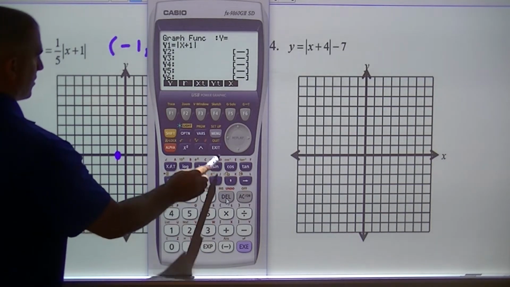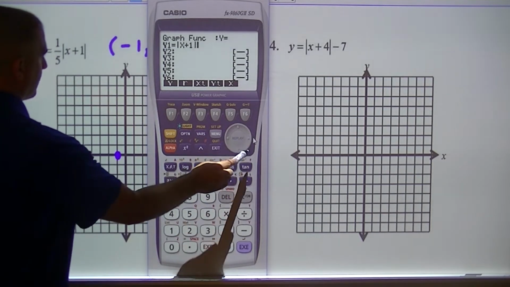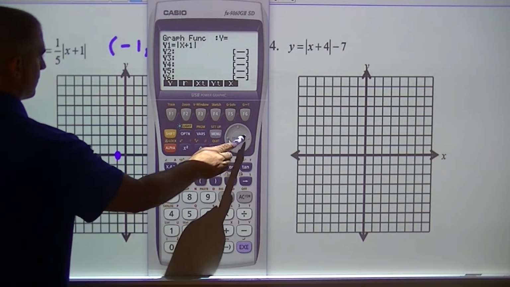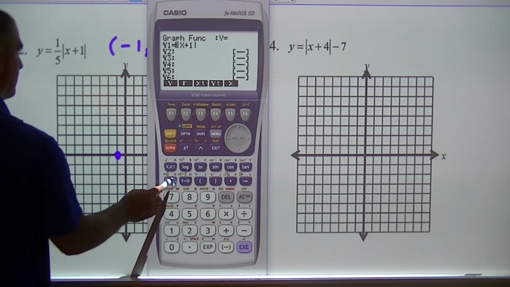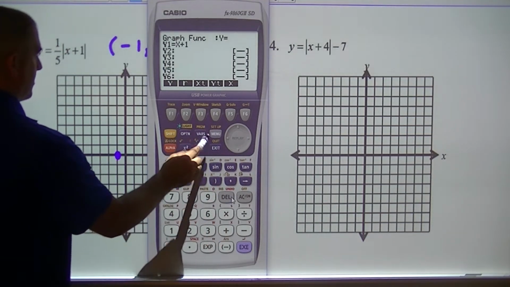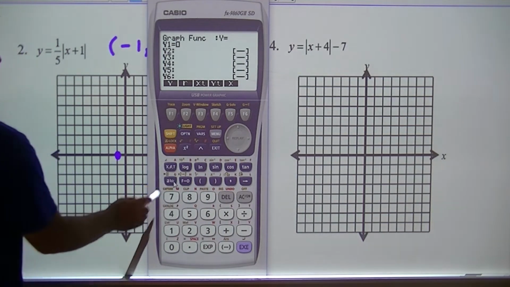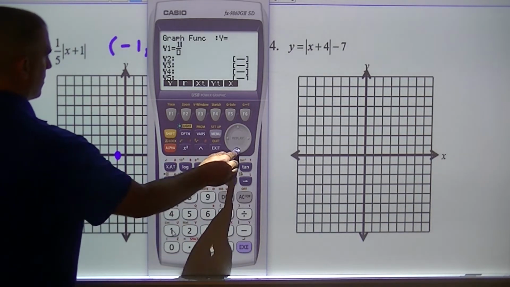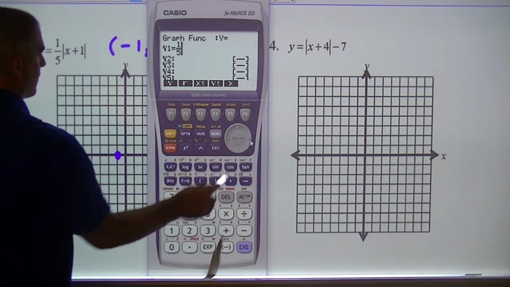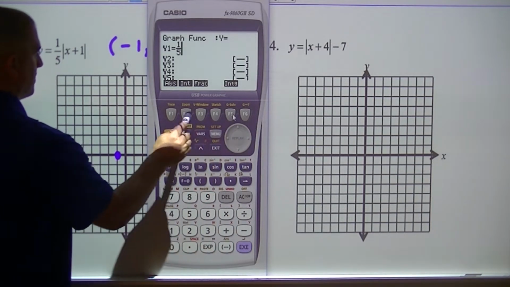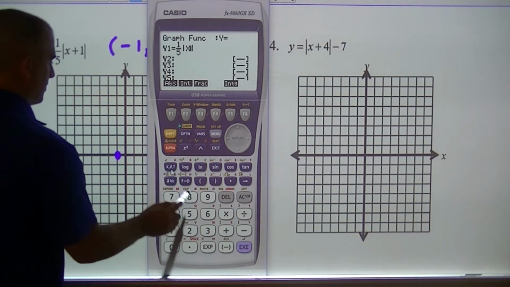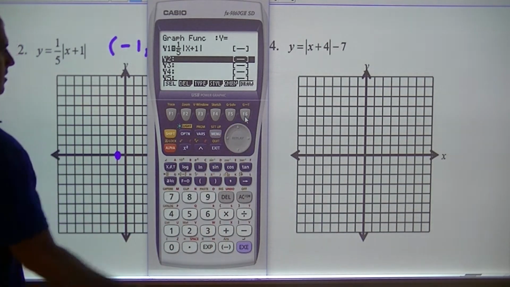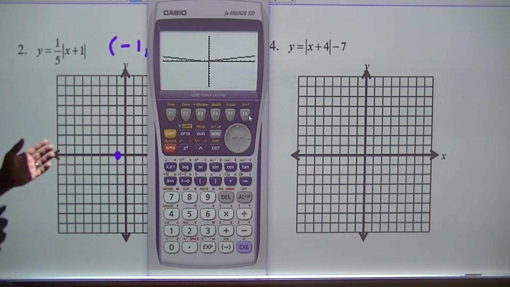Whoops. I might have to type that in first. Okay, hold on. We got to put the fraction in first. So ABC 1/5. Then over here, option num abs, and then I'll put x plus 1. So you have to put the fraction in first. Okay, and you can see this is like a V shape.